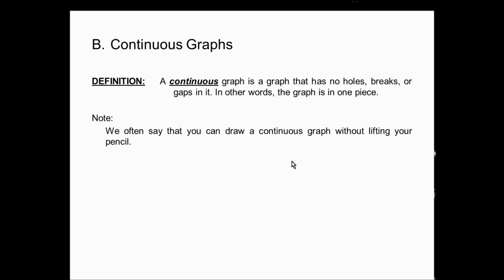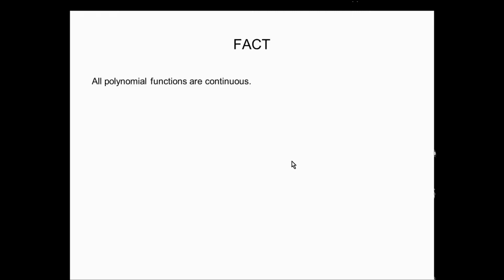Now notice, a continuous graph can have sharp corners or points. The three examples we just looked at, the two that had sharp corners or points and the third one that was smooth, they were all continuous. So note, we often say that you can draw a continuous graph without lifting your pencil. Fact. All polynomial functions are continuous. So if you put them together, all polynomial functions are smooth and continuous.